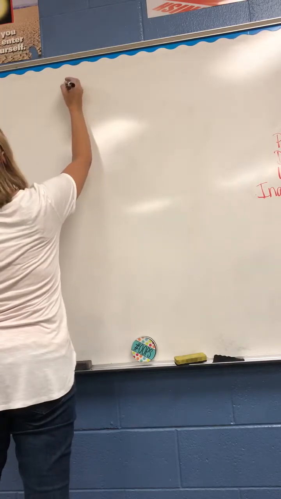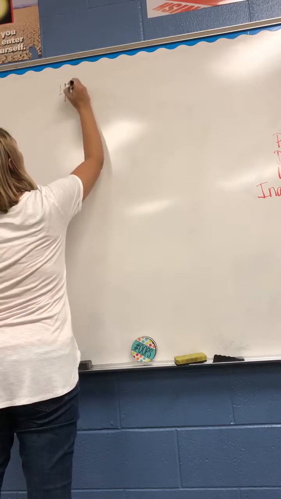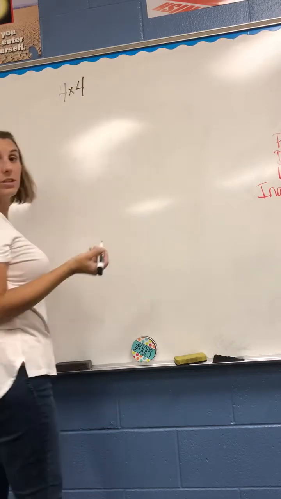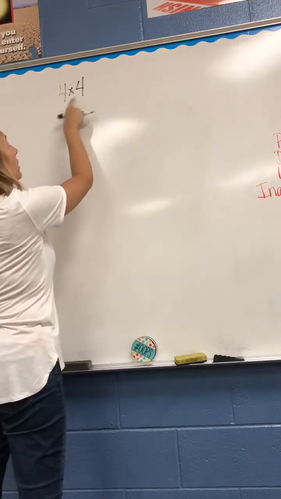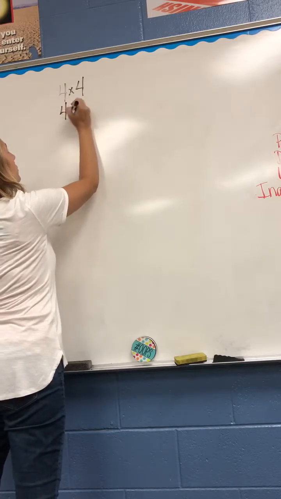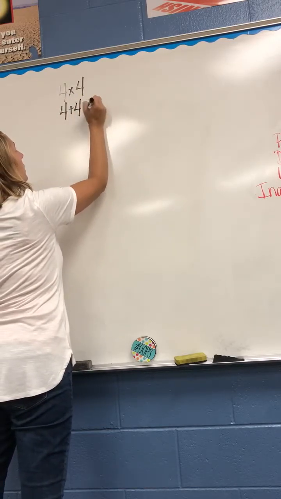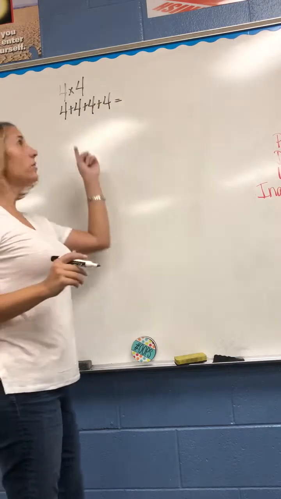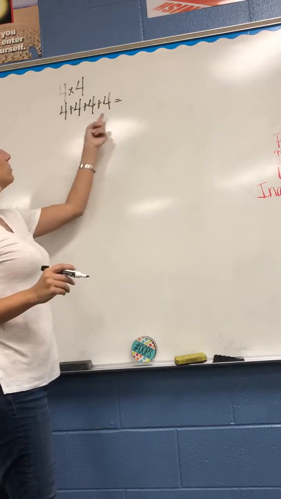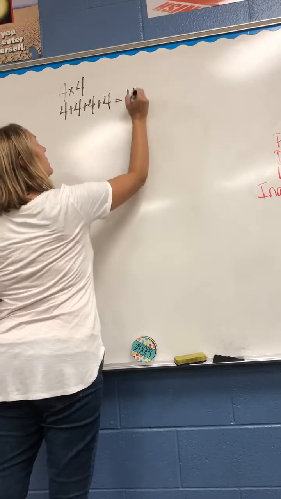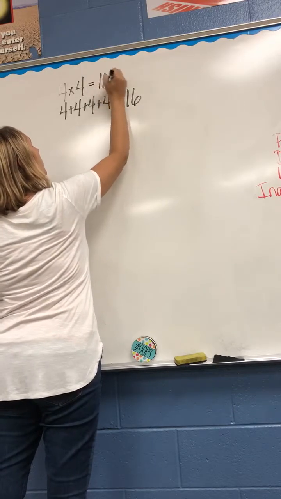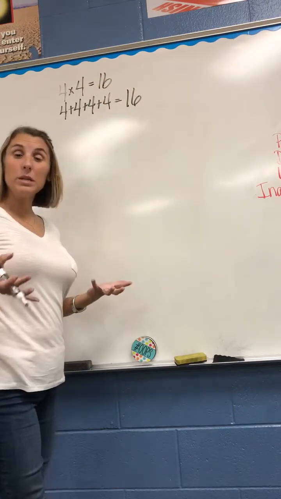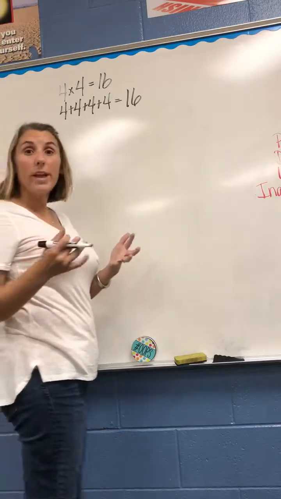Okay, so if I have 4 times 4, what I'm really talking about is that I have 4 4s. So I would do 4 plus 4 plus 4 plus 4. Okay, so when I do that, I have 8 here plus 8 more. That equals 16. 4 times 4 equals 16. Okay, we could also do arrays.